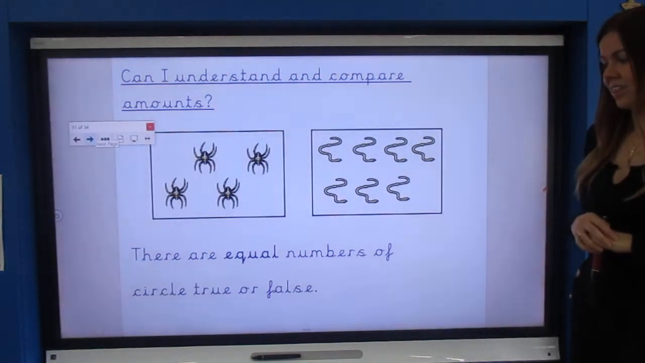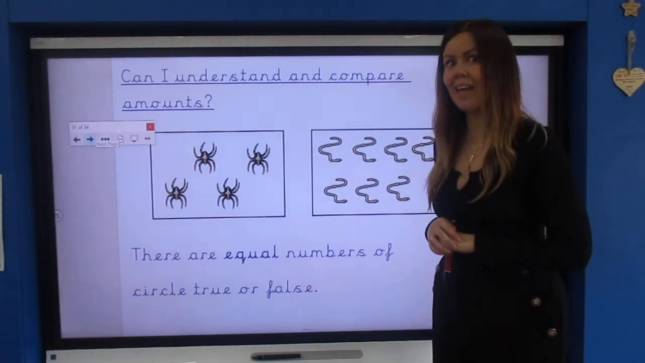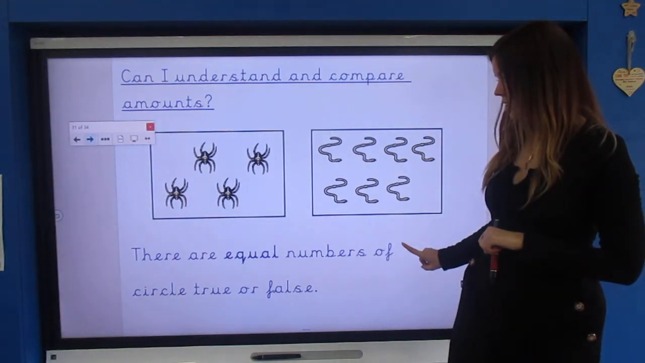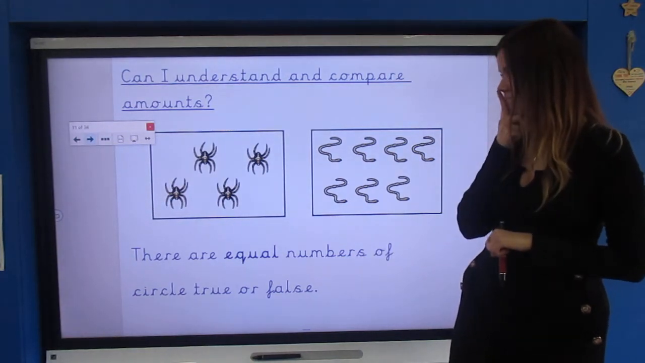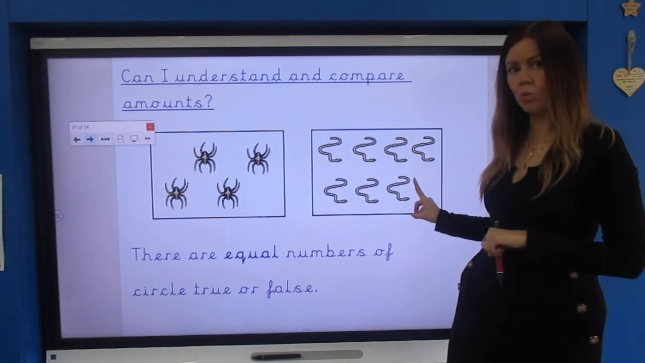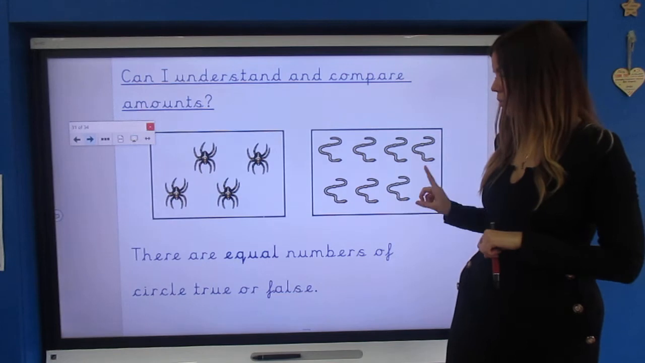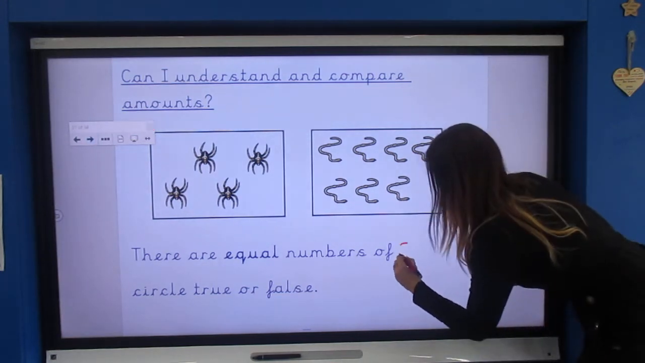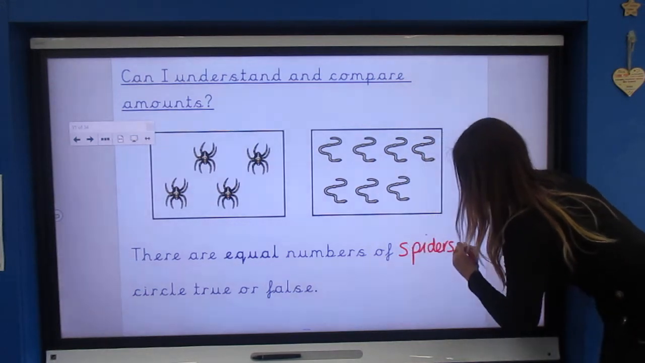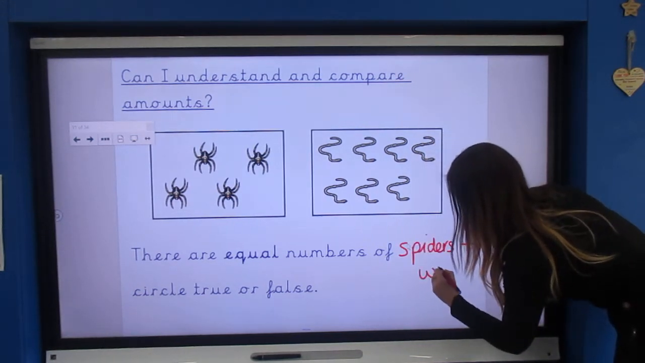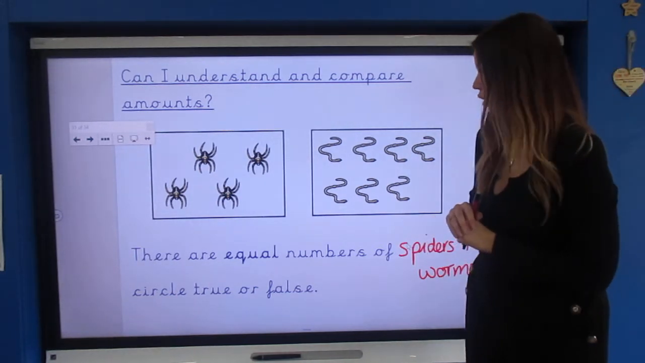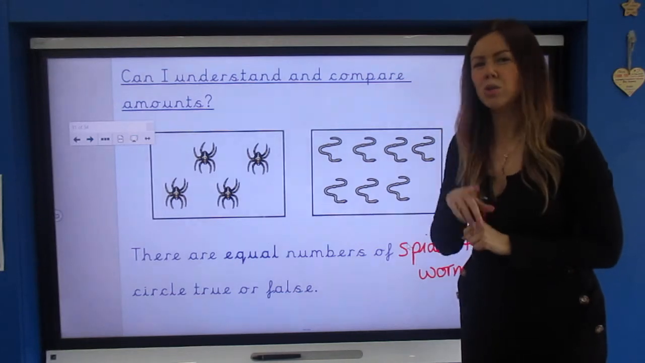Okay. This one says, see if you can read it before me. There are equal numbers of spiders and worms. So equal numbers of spiders. Let's write that in there. Spiders and worms. Equal numbers of spiders and worms. Circle true or false. So let's count them.